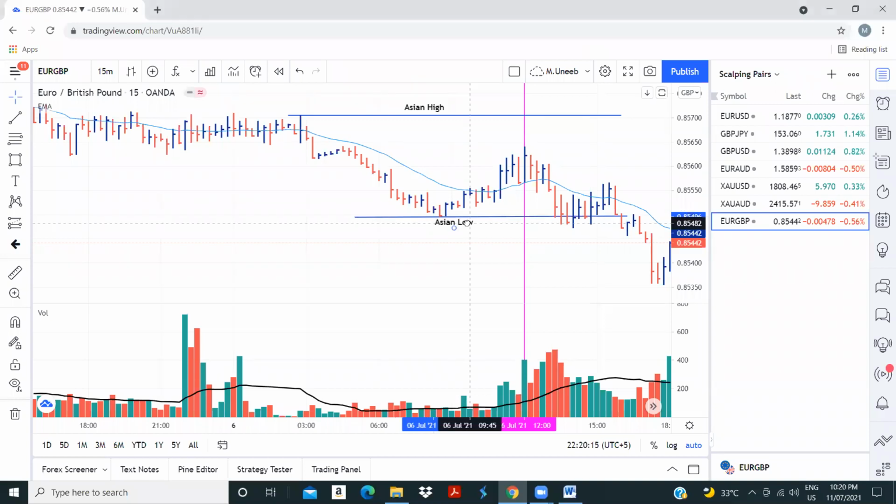So we have Asian high, Asian low, because the Asian market closed at around 10:30 Pakistan time, right? So our Asian low is this one. Asian opens at 2 o'clock, which was here. Okay. So the highest point of the Asian market was this one. So this is the Asian high, this is Asian low.